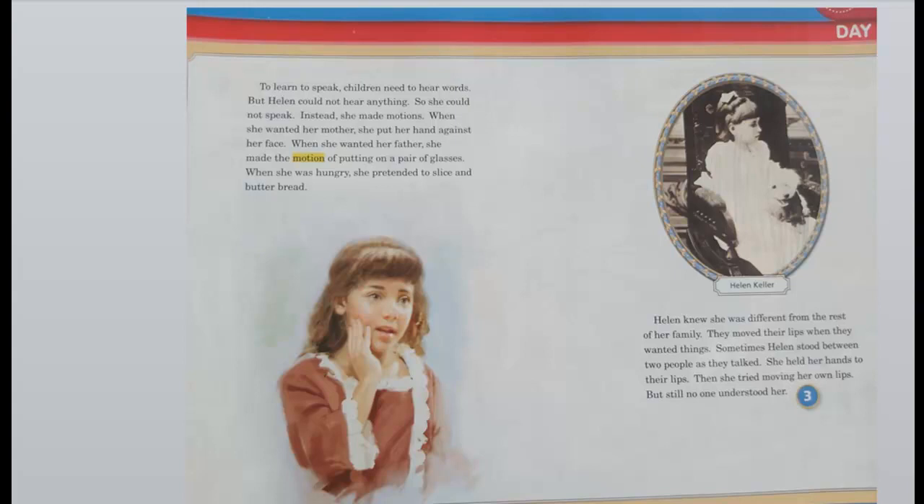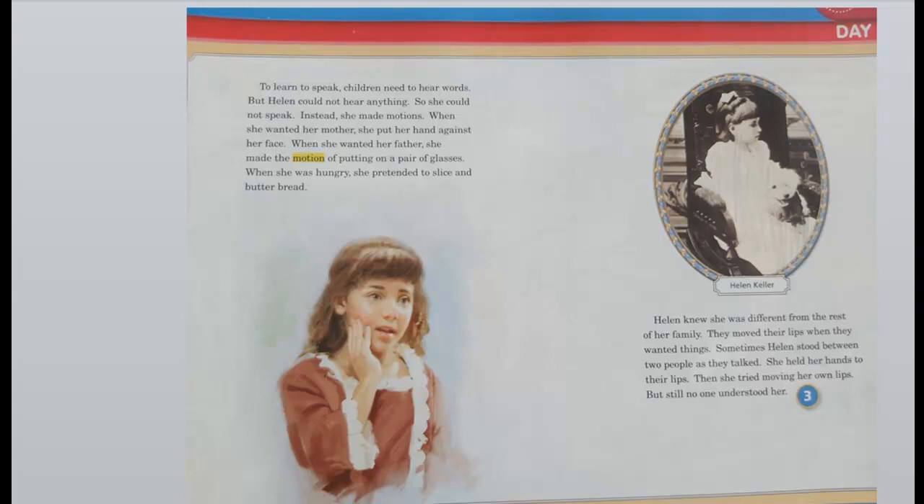When she wanted her father, she made the motion of putting on a pair of glasses. When she was hungry, she pretended to slice and butter bread. You got it, guys? She made motions to copy the persons. Like her father was, for example, wearing glasses. So she made the motion of putting on a pair of glasses for her father, and a motion of her hand on her cheek for her mom, okay? And when she was hungry, she pretended to slice and butter bread.